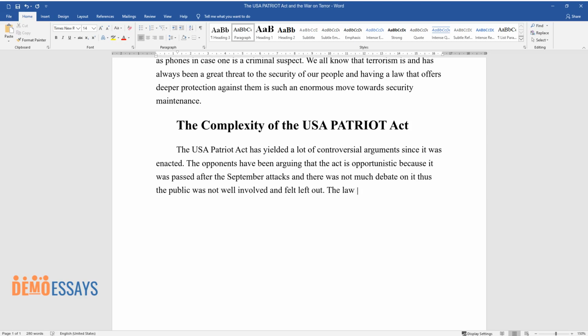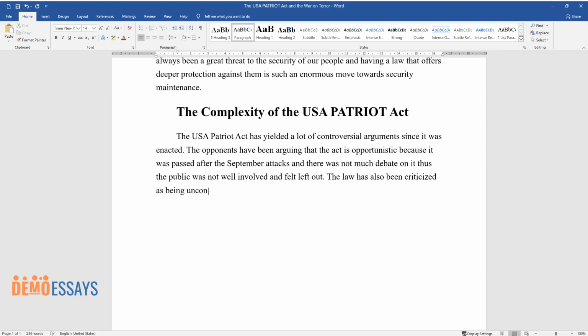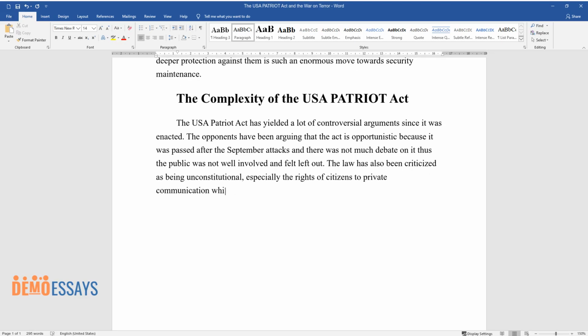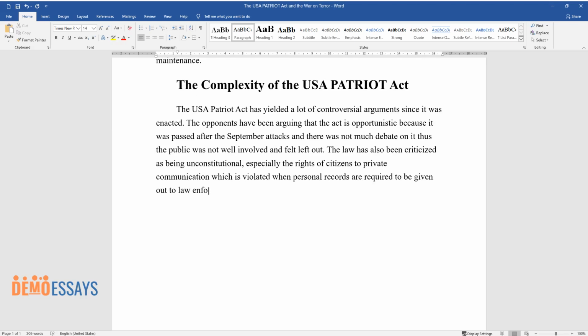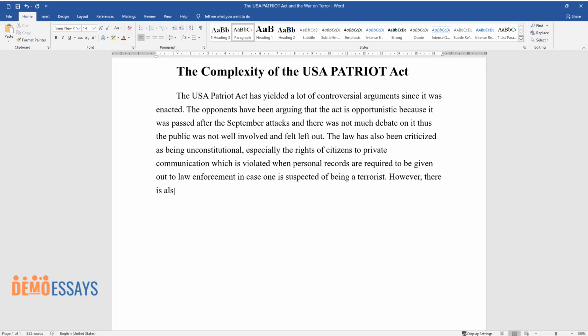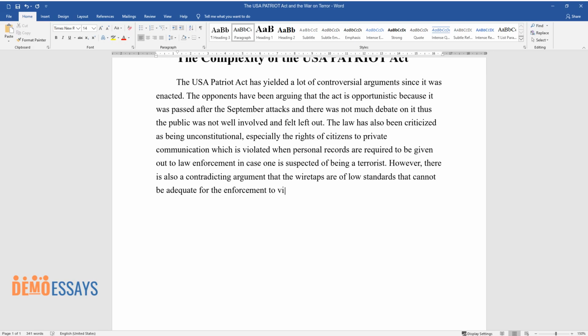The law has also been criticized as being unconstitutional, especially the rights of citizens to private communication, which is violated when personal records are required to be given out to law enforcement in case one is suspected of being a terrorist. However, there is also a contradicting argument that the wiretaps are of low standards that cannot be adequate for the enforcement to violate private communication rights.